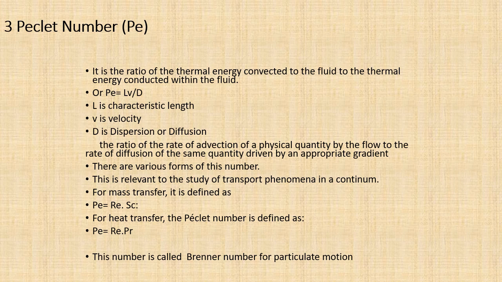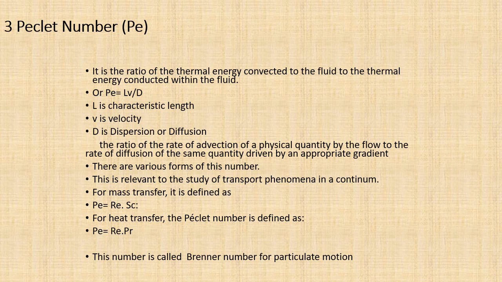Peclet number is the ratio of thermal energy convected to the fluid to the thermal energy conducted within the fluid. So it is a ratio of L into V whole divided by D, where L is the characteristic length, V is the velocity of the fluid, while D is the dispersion or diffusion.